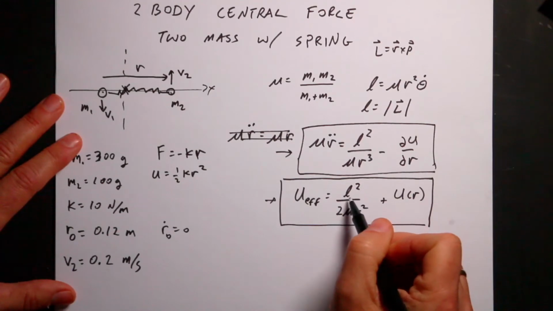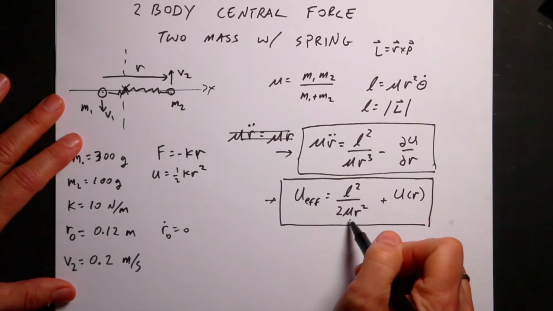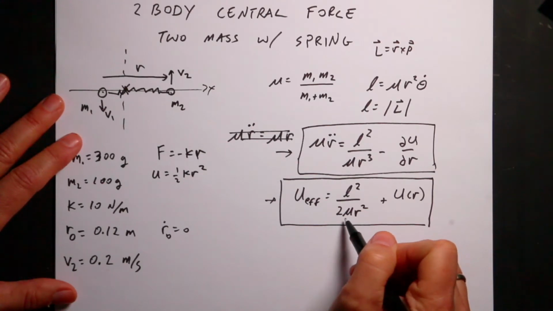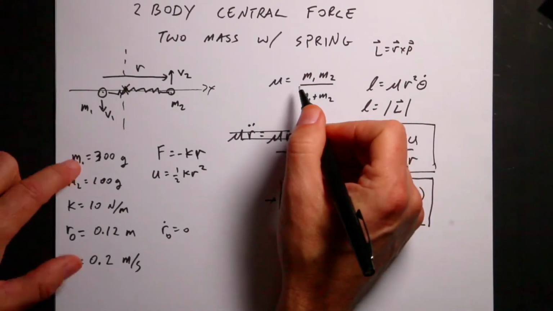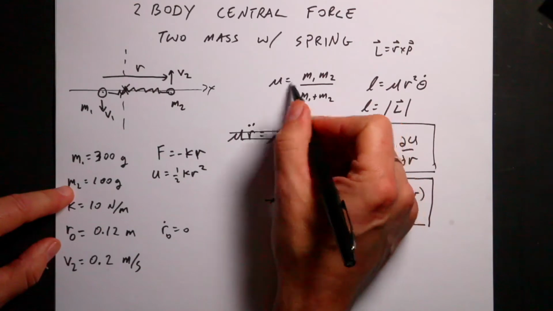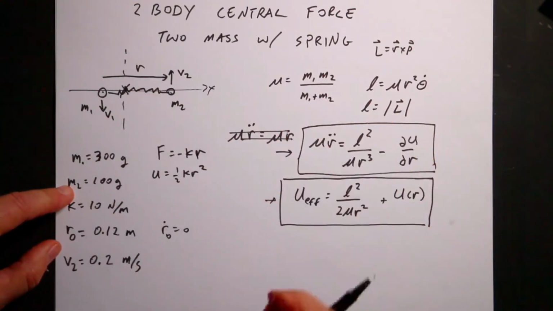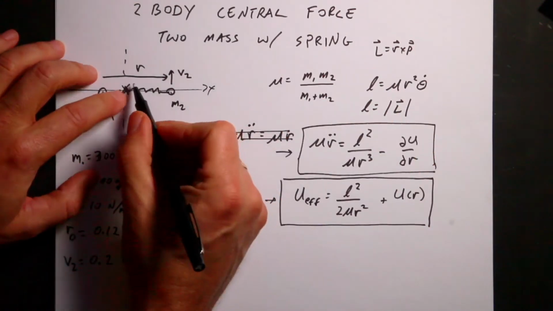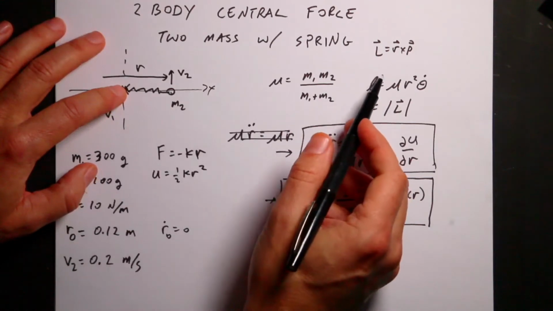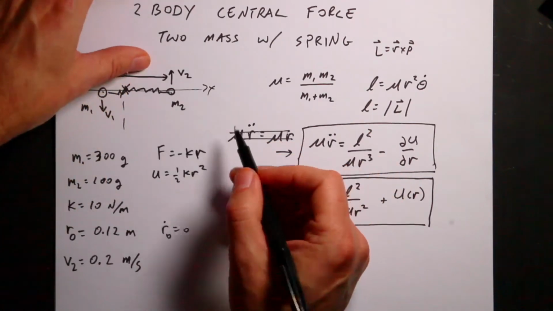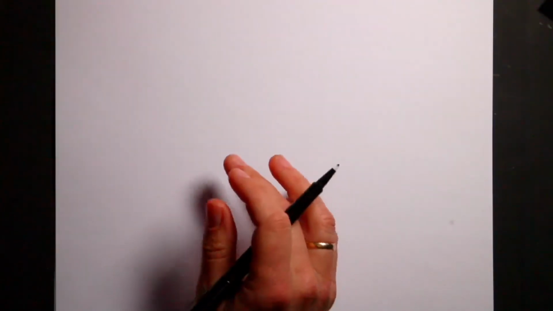Okay, so the first thing I need to do is to find L and mu. That's it, right? I need to find L and mu. Mu is easy, right? I'm just going to take m1 times m2 over the total mass. That's done. Easy, easy. But what about this angular momentum? So let's redraw the picture. I need to find the angular momentum, and that's not quite so trivial.